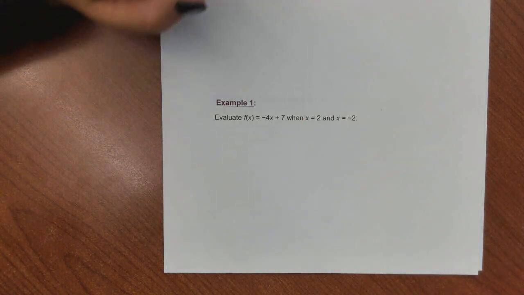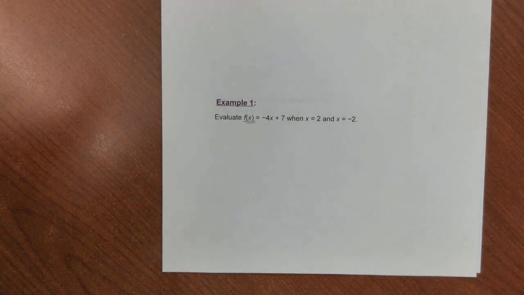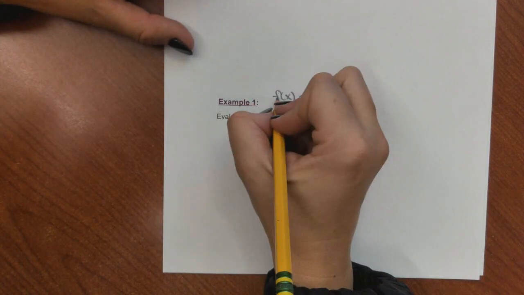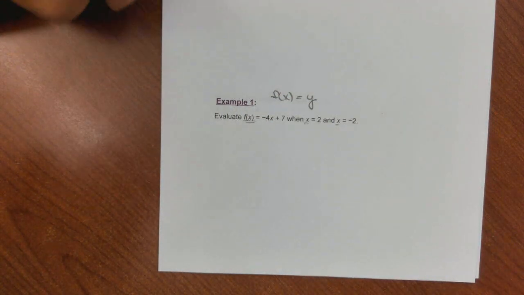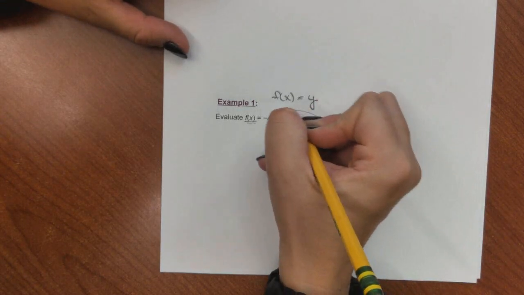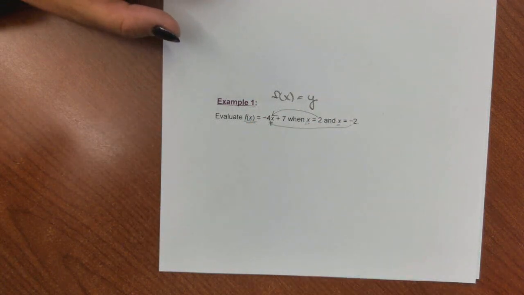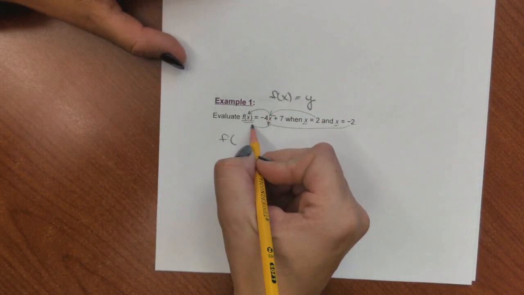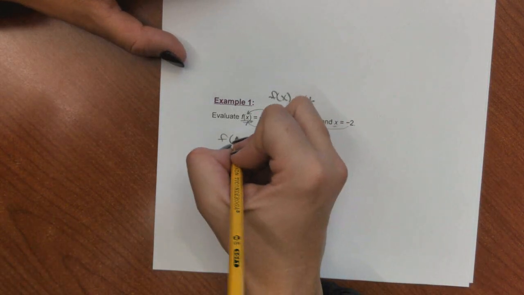Well, this is just the process of substitution. F of x is just a fancy way of writing y. So you can write that as a note: f of x means y, and x just means x. So what we're going to do is substitute x in here and here and see what we get out. There's also an x here, so let's substitute it in there too.